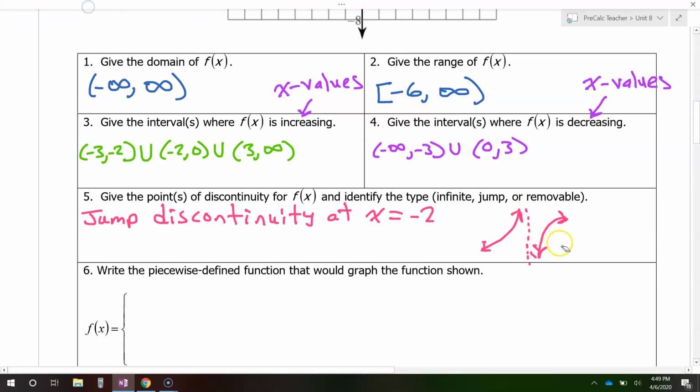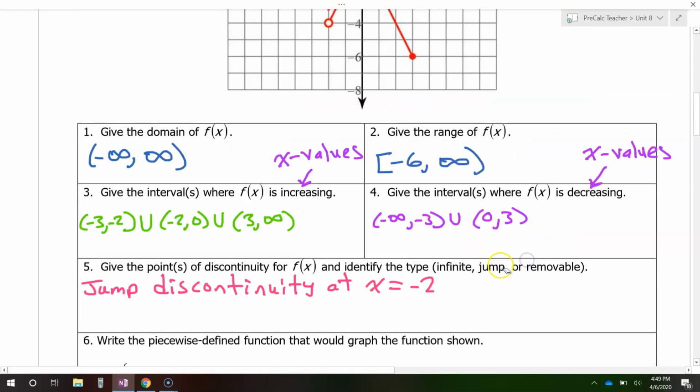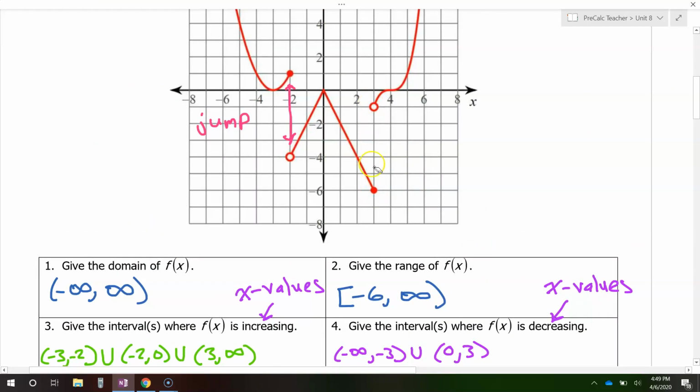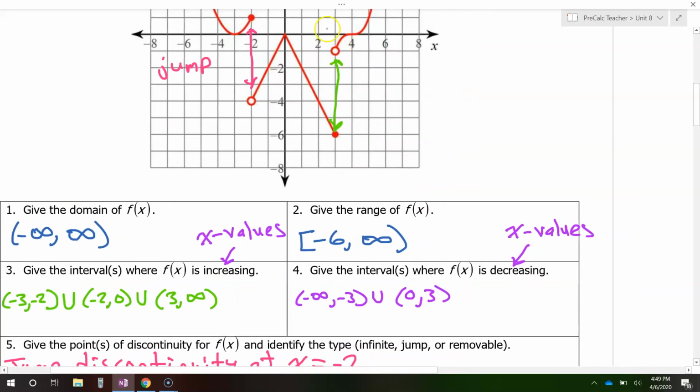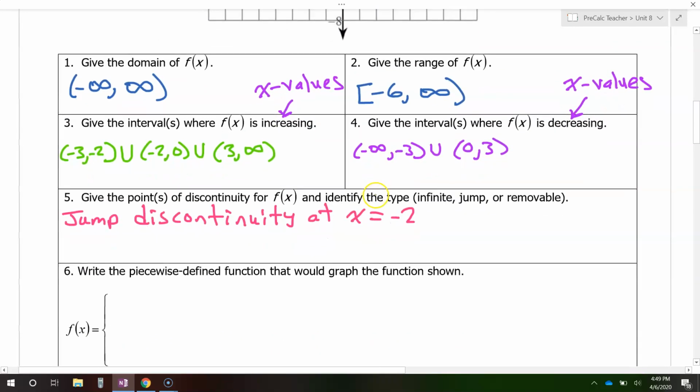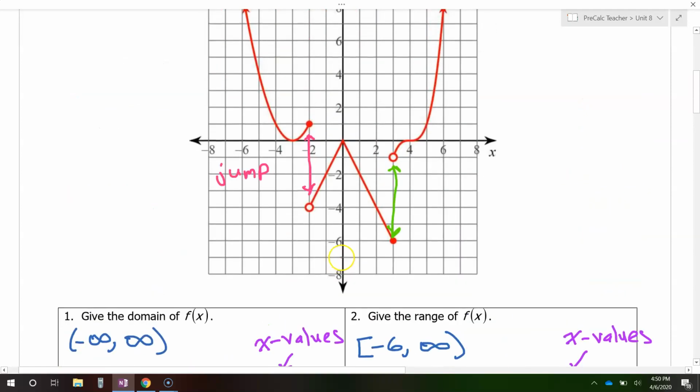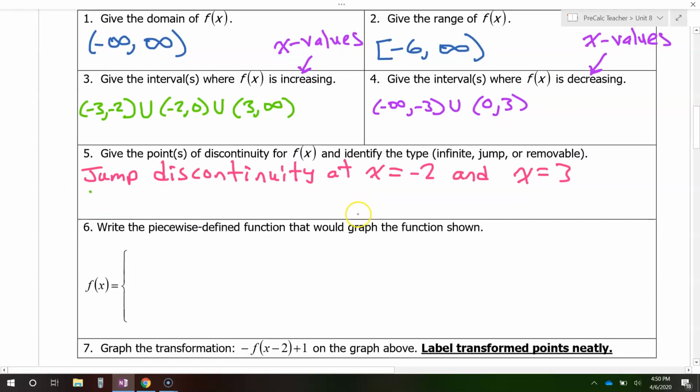So let's see what's going on at the other break in the graph. Well, the only other break in the graph is right over here. But this is another jump discontinuity. Okay, so this one occurs at x equals 3. So I already said jump discontinuity at x equals -2, so I guess I could just say and x equals 3. Just keep it simple. All right, so that's it for the discontinuities.